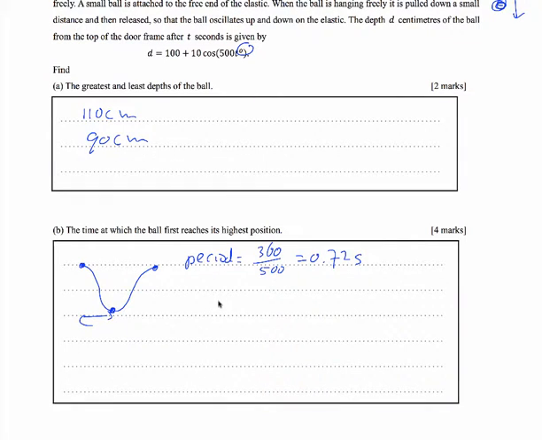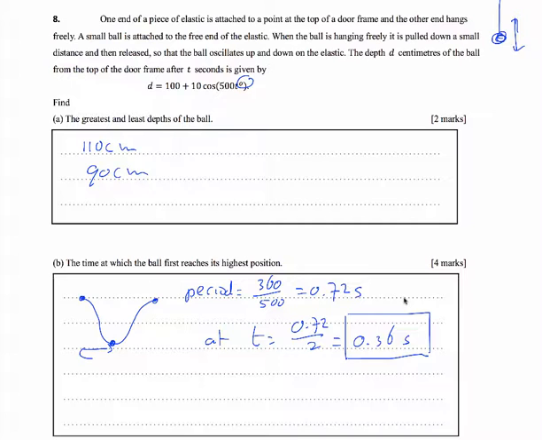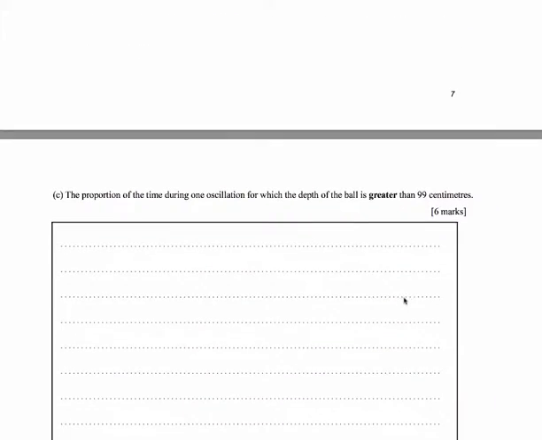So therefore, at t equals 0.72 divided by 2, which is 0.36 seconds. Right, 4 points. That's a lot of points. That makes sense. Half a period bounces up. Yeah, that makes sense. All right, good.